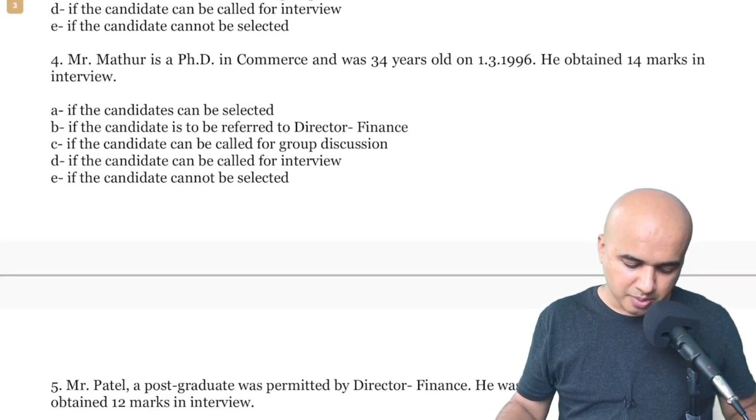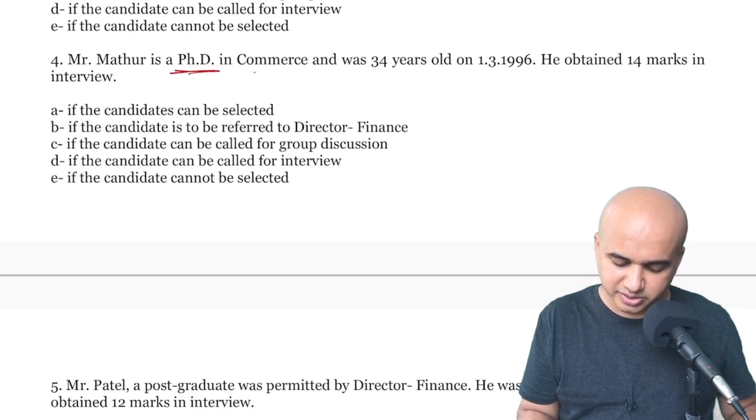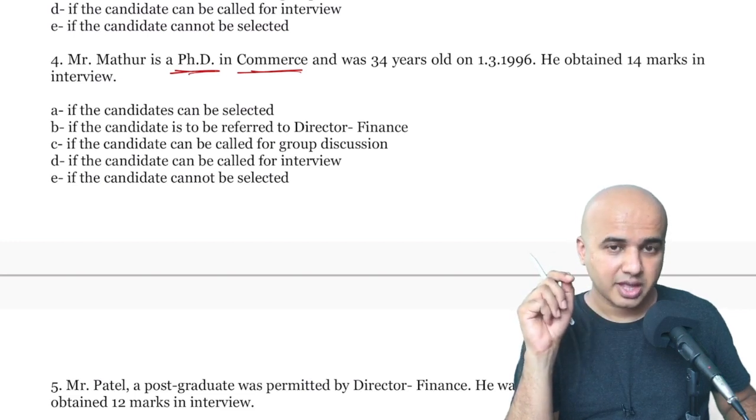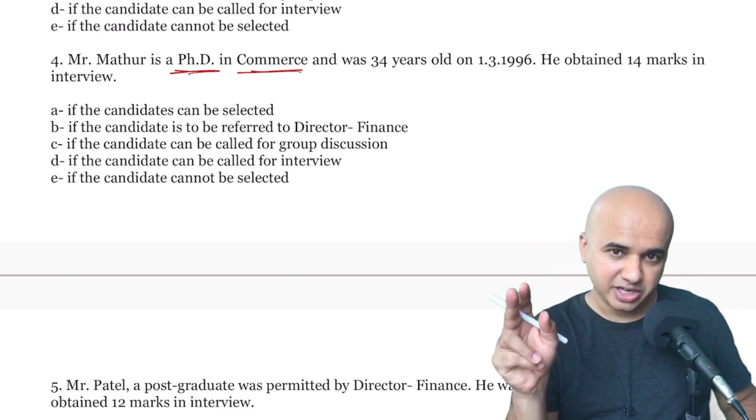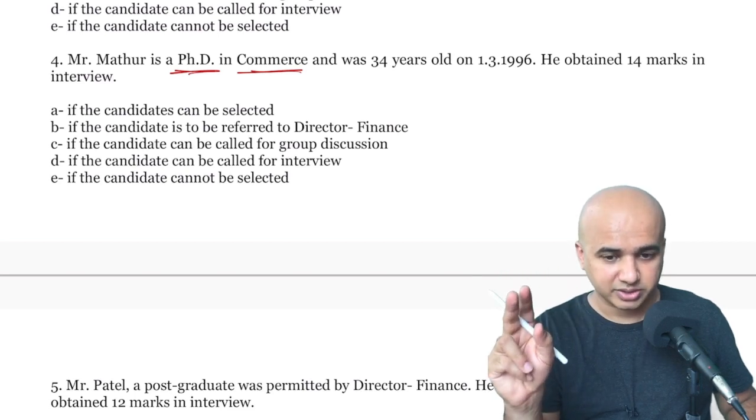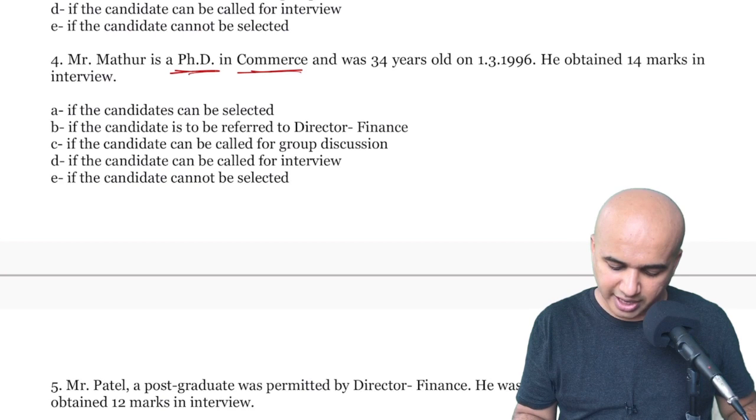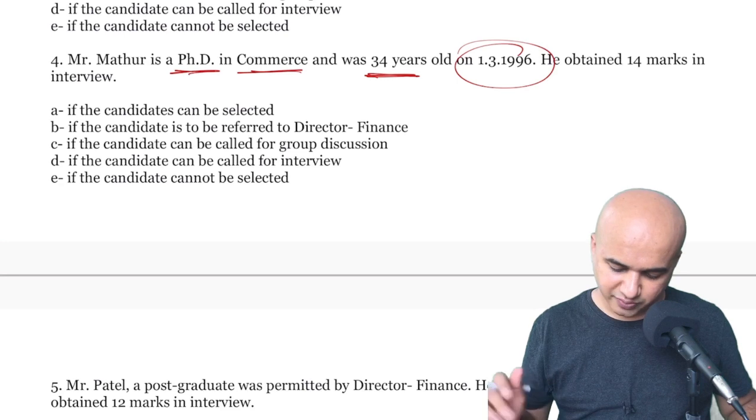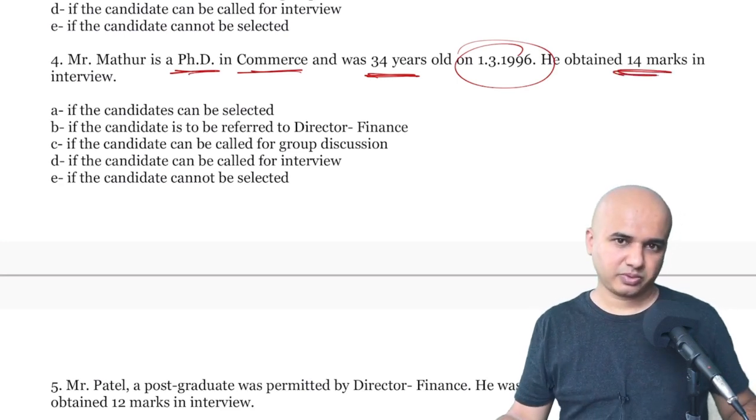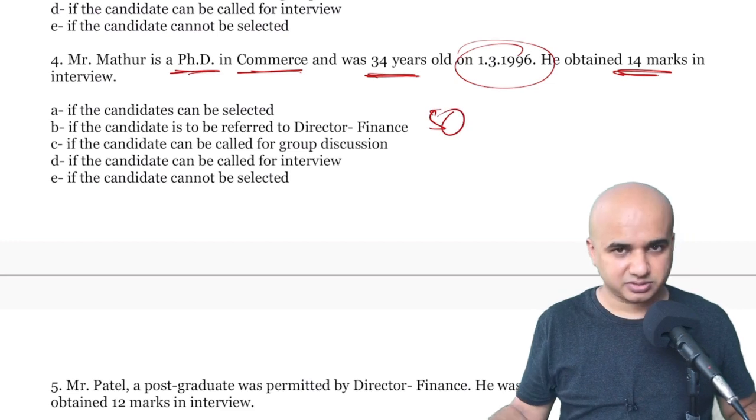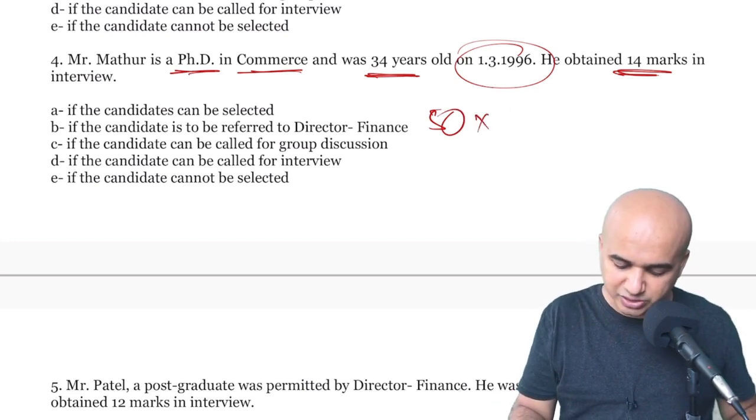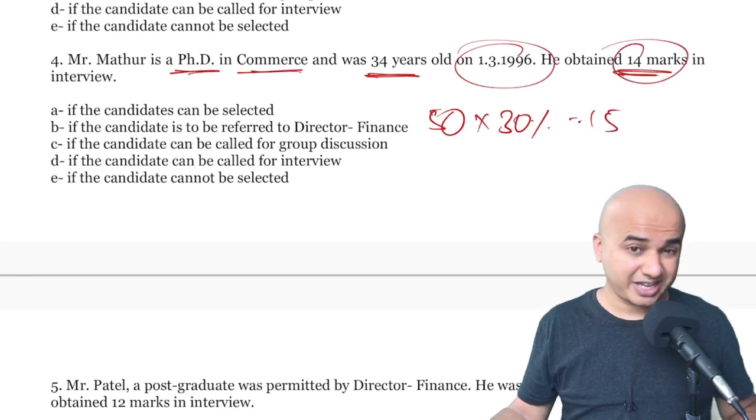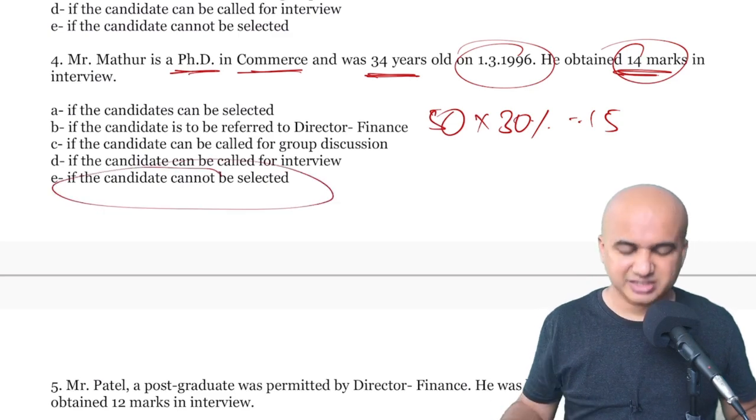Next, Mr. Mathur is a PhD in commerce. Okay, this is an indirect way of saying that he has already fulfilled the first qualification, meaning you can only do PhD if you are a PG holder in commerce. So obviously he has fulfilled that qualification, and 34 years old as on 1/3/1996. That means he has not crossed 35. That's fine. He obtained 14 marks in the interview. See, interview is for 50 marks. That is the last condition. And you should at least obtain 30%, which comes to 15 marks. But how much has he obtained? 14 marks. So this candidate cannot be selected.